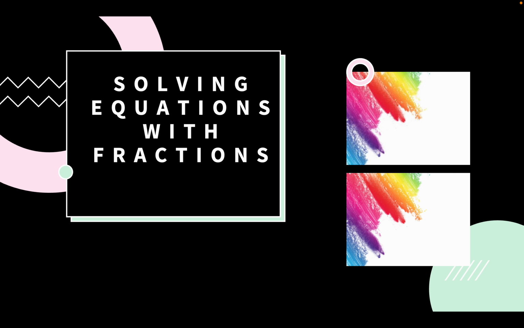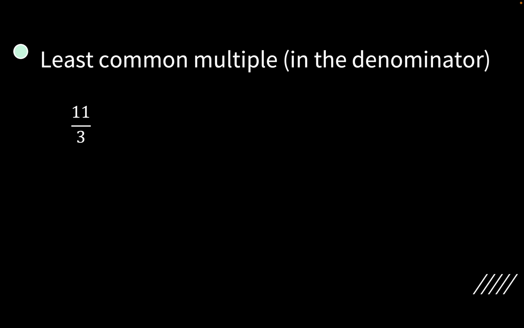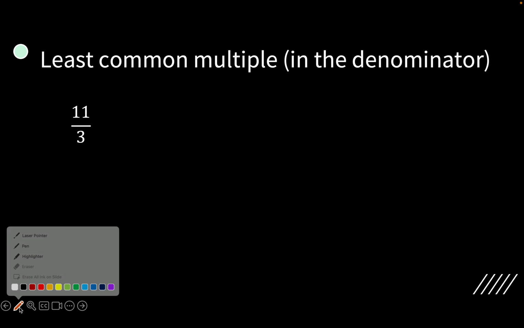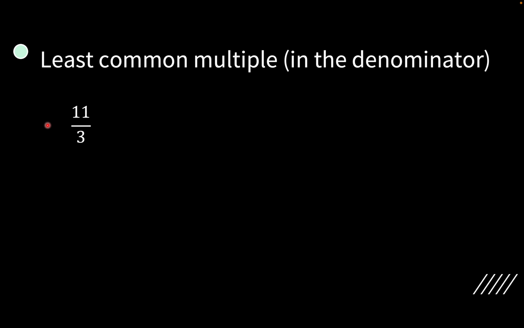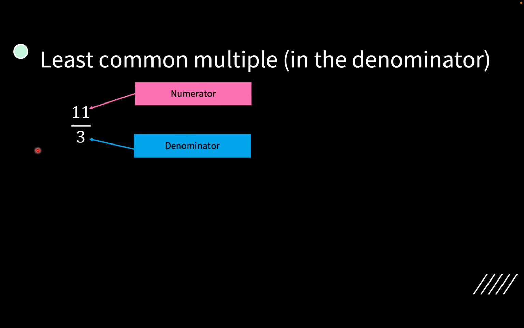Solving equations involving fractions. One thing we need to think about when dealing with fractions is coming up with the least common multiple in the denominator. When we have a fraction, such as 11 over 3, this always means a division. Here we can see it's visually a fraction. The numerator is always the top number, and the denominator is the bottom number.